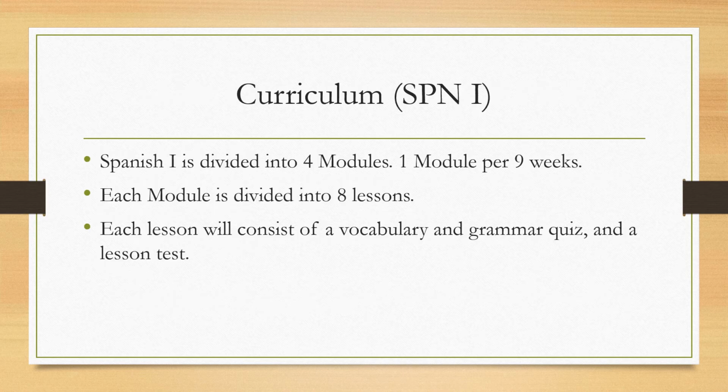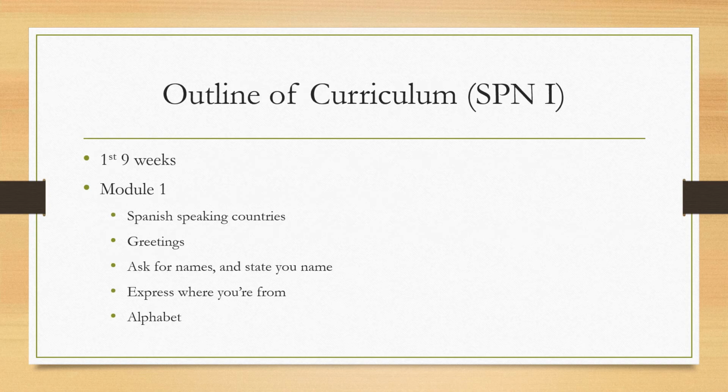And the curriculum for Spanish 1. So Spanish 1 is divided into 4 modules. We have 1 module per 9 weeks. Each module has about 8 lessons, and the lesson will consist of vocabulary and grammar quiz and a lesson test. All right, so this is the outline of the curriculum for Spanish 1.